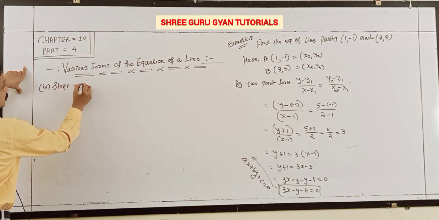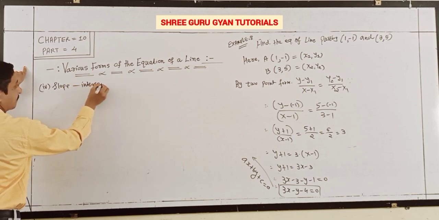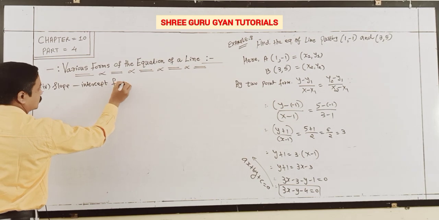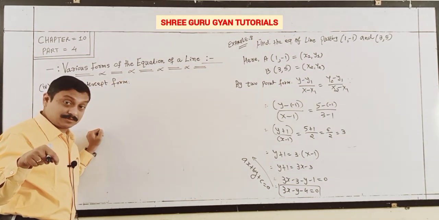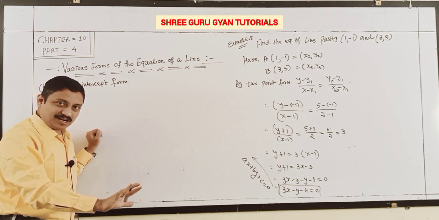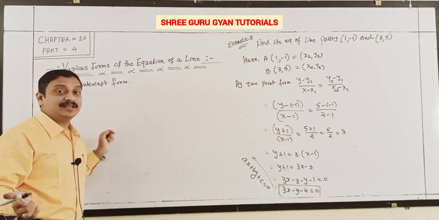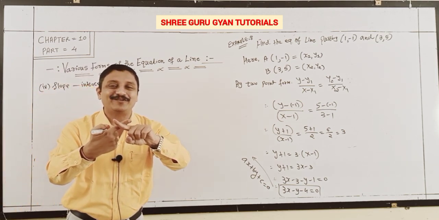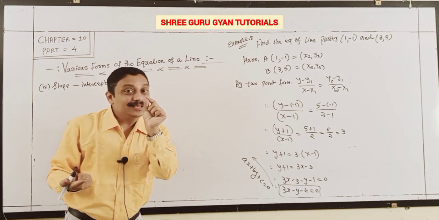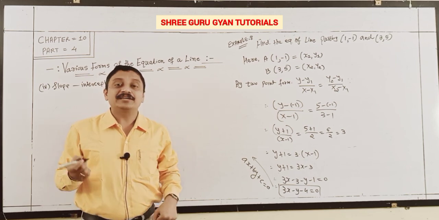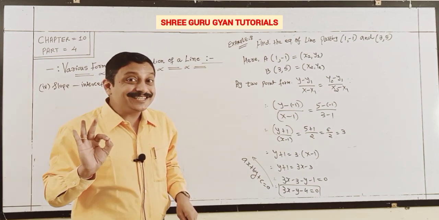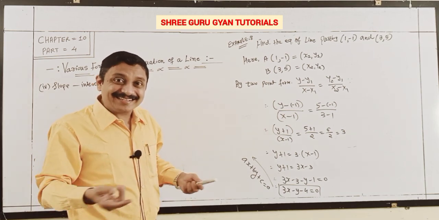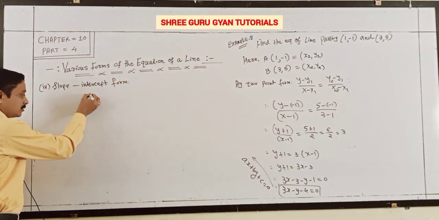Slope intercept form. Students, it is not intersect, it is intercept. Intercept is different and intersect is different. Intersect means two lines intersect each other at one common point. Intercept means a distance traveled from the origin to the respective axis. Don't worry, I will explain that.